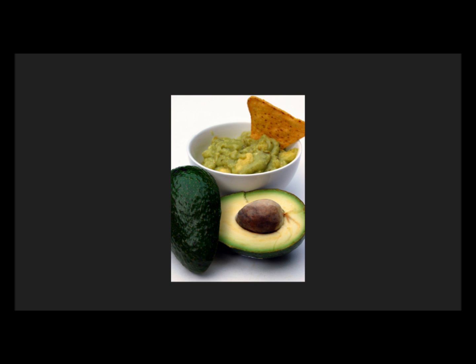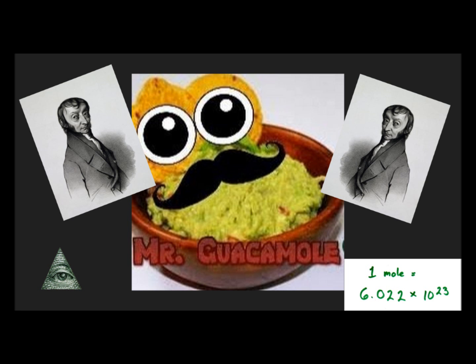Finally, how many molecules are in a bowl of guacamole? Avocado's number.